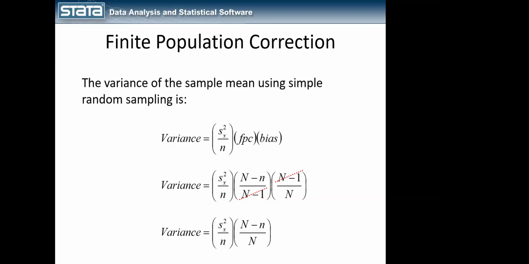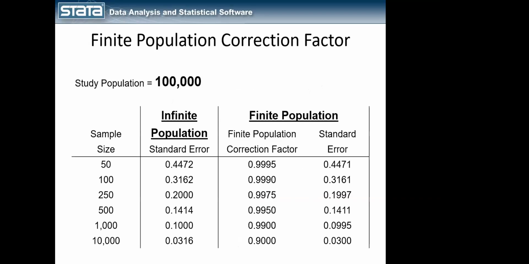Well, there's also the FPC part of this. And so if we were to do all the arithmetic, what we're left with, if we incorporate the FPC and the bias, is the standard population version, S squared divided by n, times big N minus little n divided by big N. Okay, that accounts for both the bias and the FPC. So again, the practical question is why? Who cares? Why are we doing all this extra math?